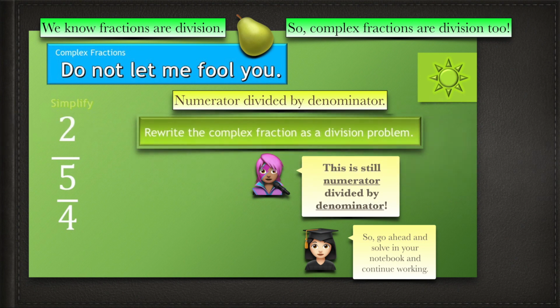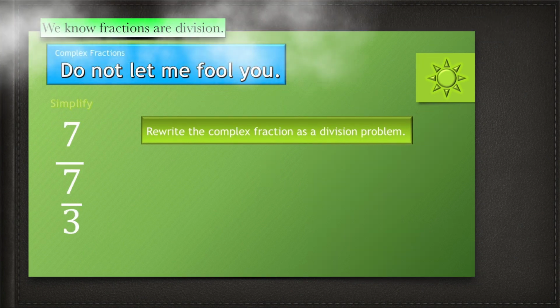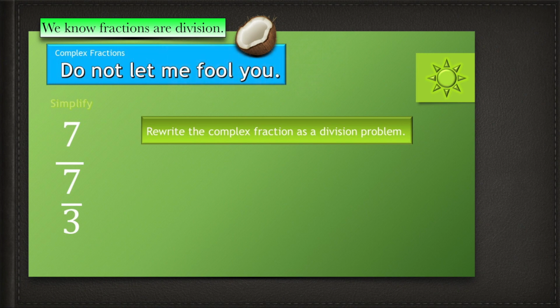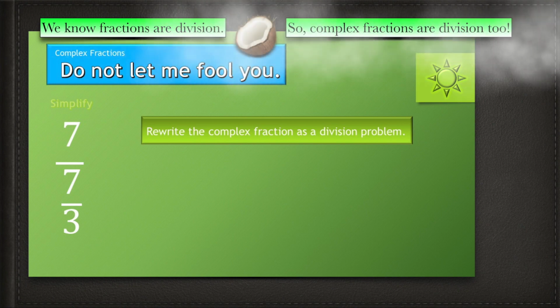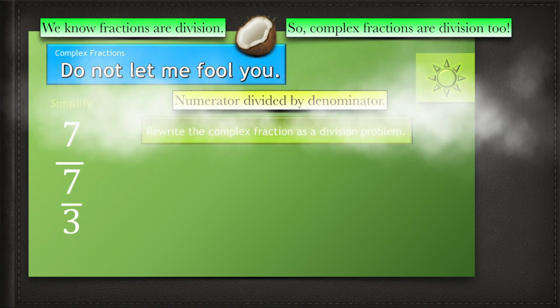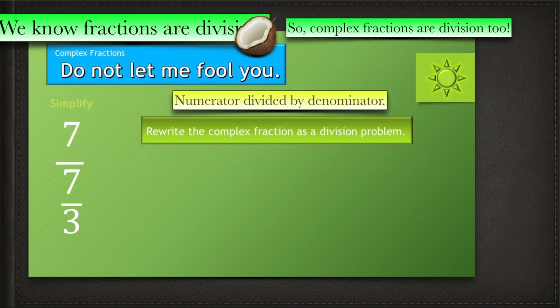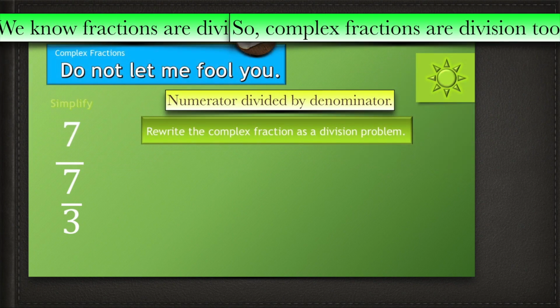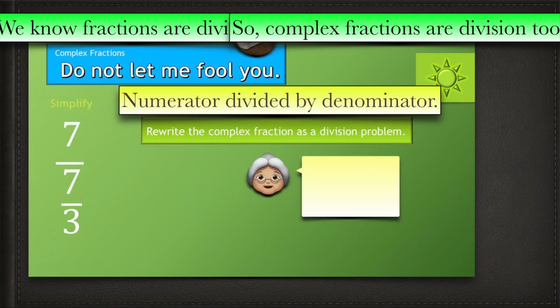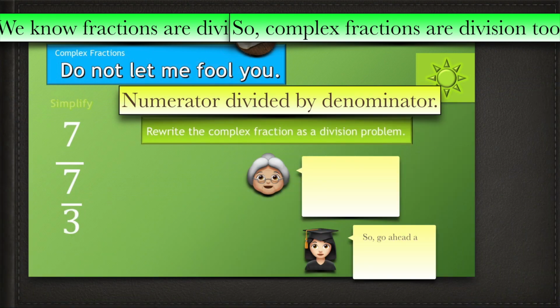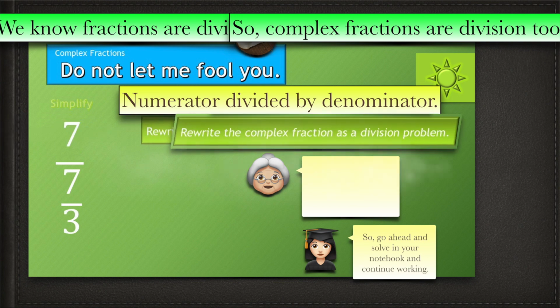So rewrite the complex fraction as a division problem, then solve and simplify just like the other ones. Do not let me fool you, guys. Numerator divided by denominator. So, go ahead and solve in your notebook and continue working.